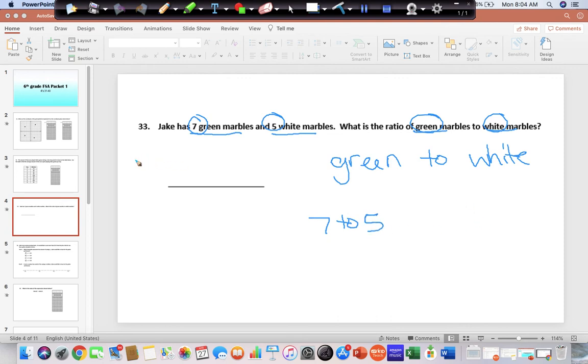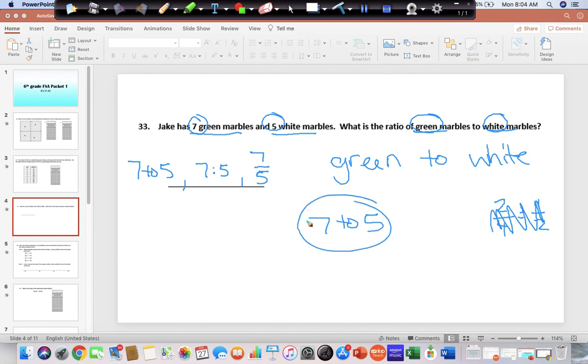So 7 to 5, you can write it like this. You can write it like this. Or you can write it like this. These all say 7 to 5. And if you had, let's say, 2 to 4 as your ratio, you could always reduce that to 1 to 2. Okay, so ratios can be reduced. In this case, 7 to 5 cannot be reduced. So we would leave it as 7 to 5.